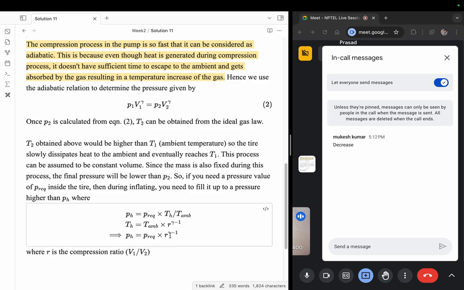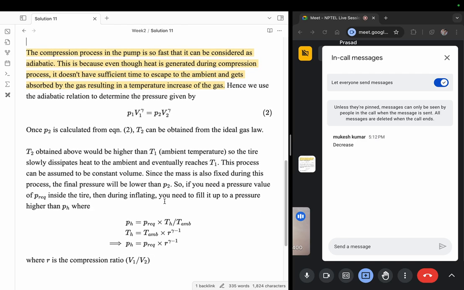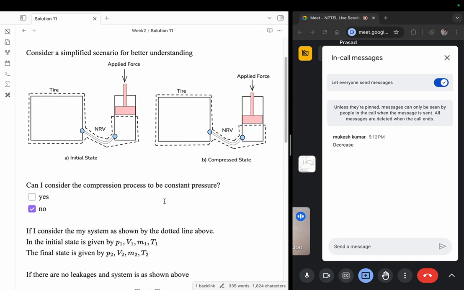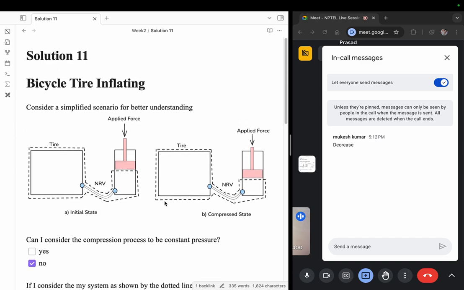So I've just defined a new variable R here, that will be V1 by V2, so you get your final pressure in terms of it. The question now is, when you want to inflate your tire, let's say you want to have a gauge pressure of around 3 bar. Might not be a real value, but let's say you want a gauge pressure of 3 bar in your tire. Then when you are inflating the tire, you should actually not inflate it till 3 bar, you should actually inflate it to a much higher value.